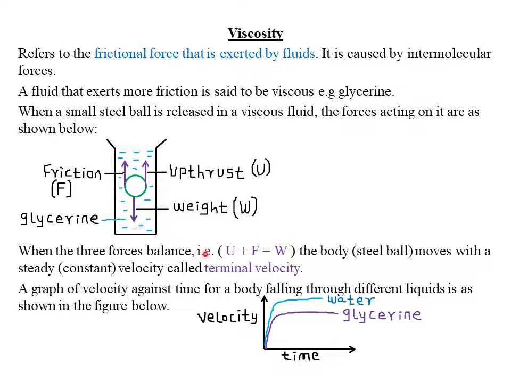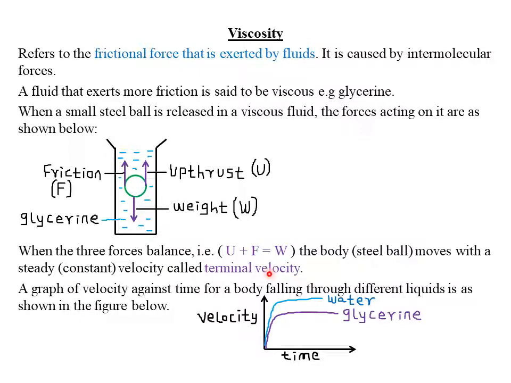Then when the forces balance, that is when the upward force and the downward force balance. Remember, the upward force, we have the upthrust force and the frictional force. Therefore, the total upward force is upthrust plus the frictional force. Then the downward force, we only have the weight acting downwards. So when the upward force and the downward force balance, the body, in this case the steel ball, moves with a steady or a constant velocity, which we are calling the terminal velocity.